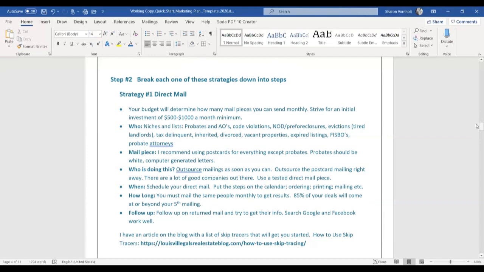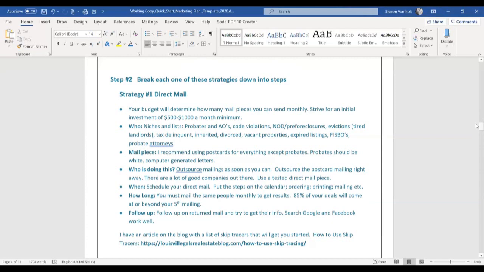If you're looking at white letters, you're looking at about $1 a letter. That includes postage and the printing. It's all in about $1 a letter. If you're looking at postcards, which you can send for most things other than probates, then you're looking at something under 50 cents all in. That's for an oversized postcard with the postage, with someone else doing it for you. Folks, this is how your marketing gets done. You have someone do it for you. You outsource it to a company.